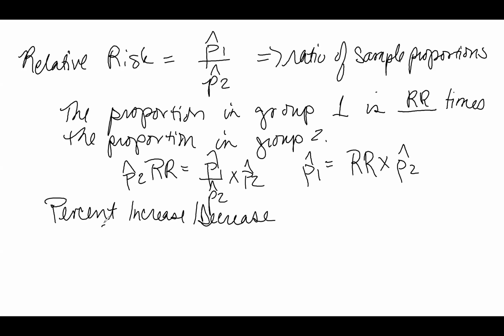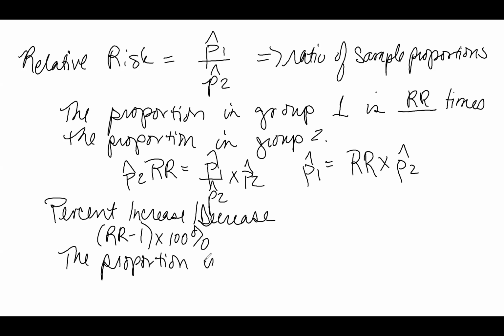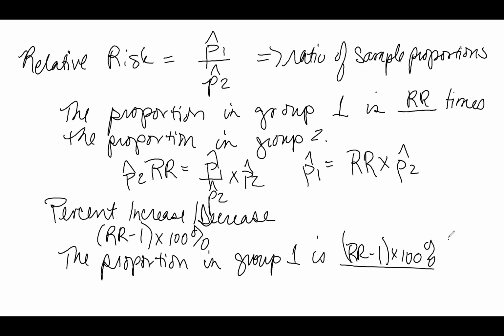When we look at this, we take our relative risk minus 1 times 100%. And that will give us either a percent increase if it's a positive value or a percent decrease if it's a negative value. And then when we interpret, we'll say that our proportion in group 1 is the relative risk minus 1 as a percentage, either higher if the value is positive or lower than the proportion in group 2.